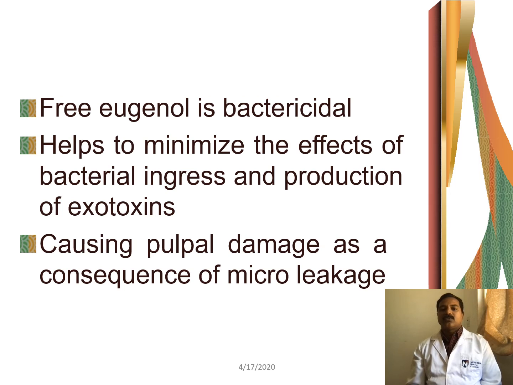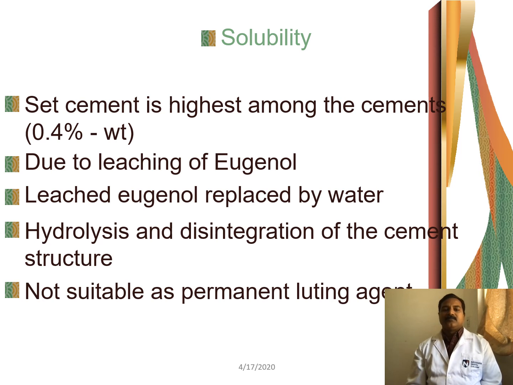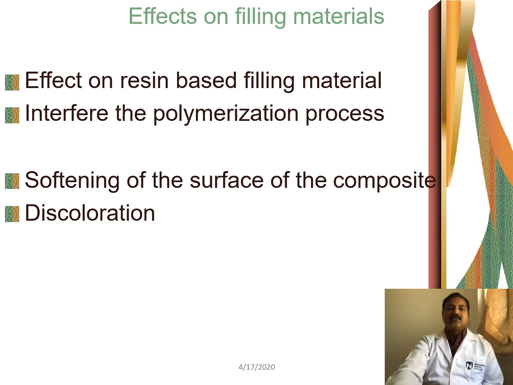Eugenol is also bactericidal. It helps to minimize the effects of bacterial ingress and production of exotoxins. So it kills the bacteria, and also it causes less damage. Whenever there is microleakage, it damages the pulp. Solubility of the said cement is highest among the cements. Because of its solubility, it cannot be used as a permanent luting cement. Hydrolysis and disintegration of the cement structure occurs when it comes in contact with water. So before it sets, when it comes in contact with water, the dissolution is very high.